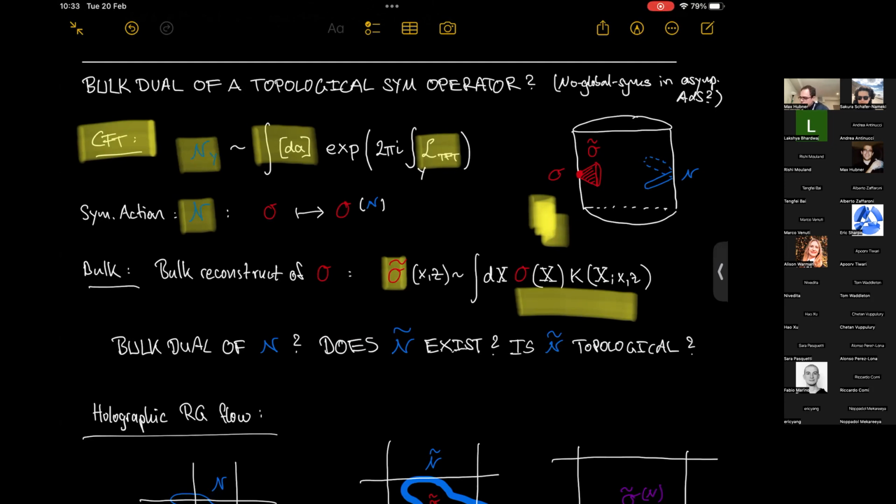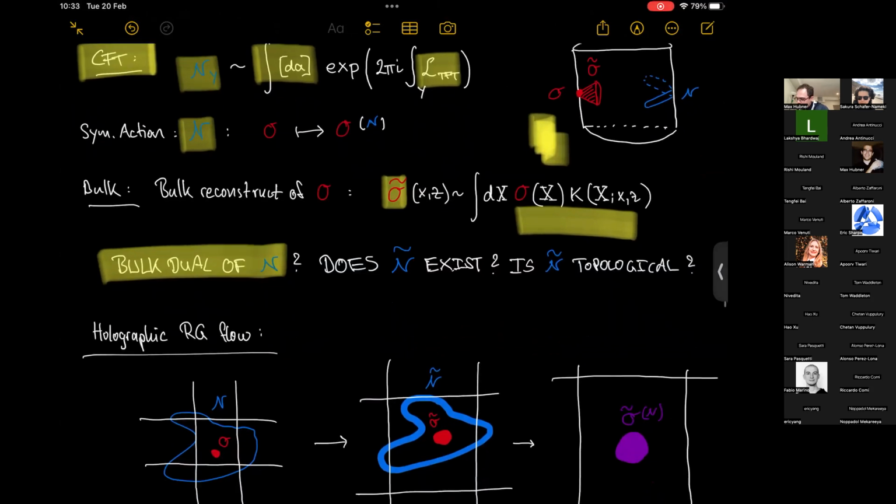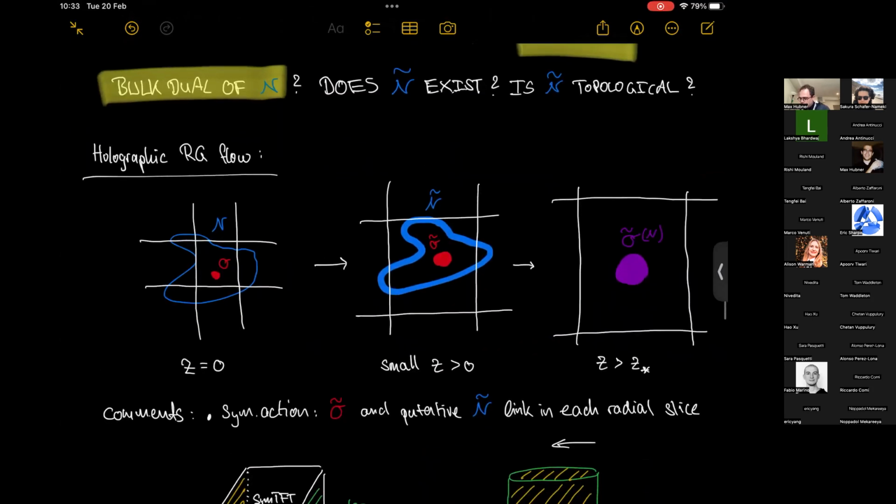Okay. Now, one would, of course, want to just draw the same thing for N tilde, for N and N tilde. And so this is one way of phrasing the question. What's the bulk dual of N? Does something like N tilde exist? And if N tilde exists, is it topological? And so here is a helpful comic to think about the situation.